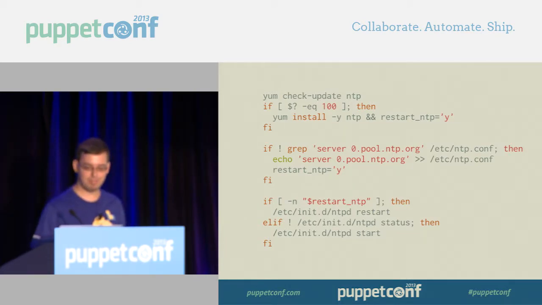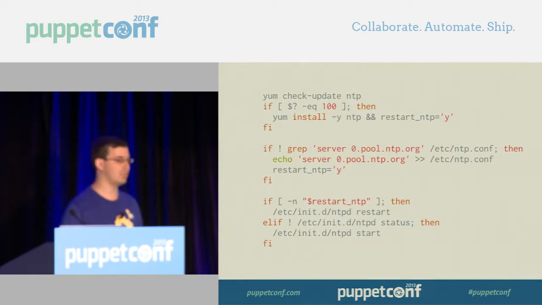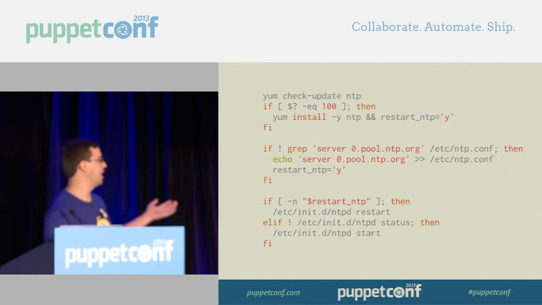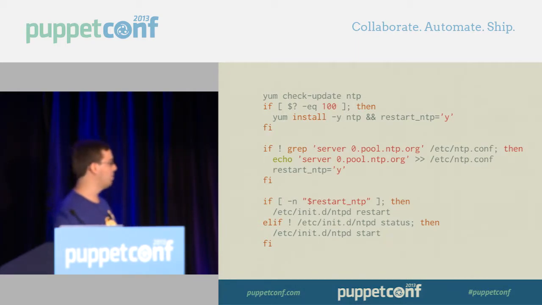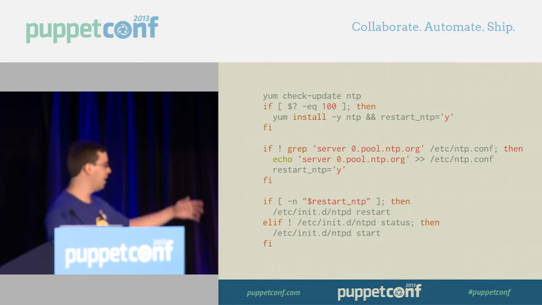Yeah, it doesn't understand the relationships between these things. There's no error handling. So here's a little more sophisticated thing. We can do a check update and see if we actually have an update available, and if so, then install it. Oh, and also mark that because we upgraded, we now need to restart the service, so we'll set a variable. And then we can again check if our server is in the config file and add it. And this time, mark that we need to restart the service. And then, well, if we need to restart the service, then restart it. Otherwise, check if it's not running and then start it.